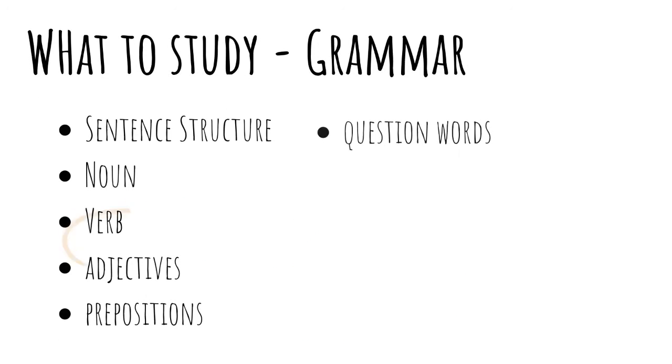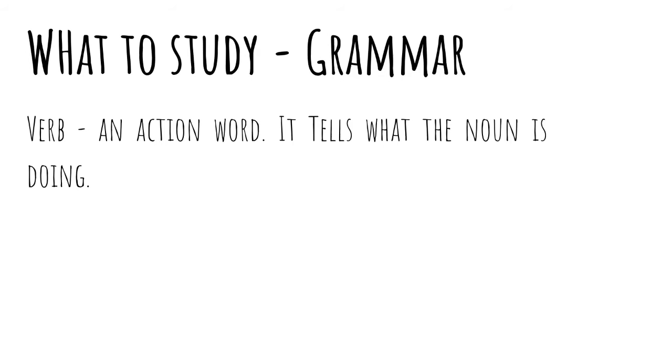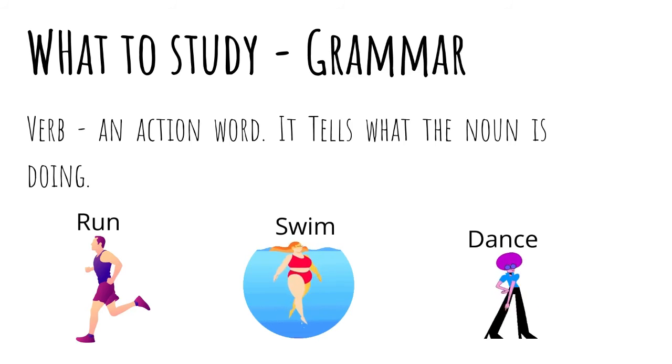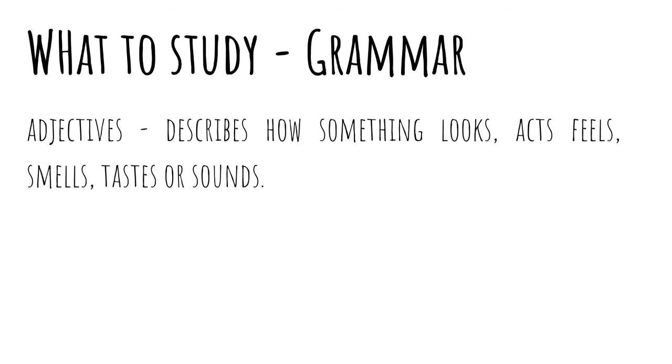A verb is an action word. It tells what the noun is doing. For example, run, swim, dance. Adjectives describe how something looks, acts, feels, smells, tastes, or sounds. Some examples of adjectives are beautiful, loud, funny.